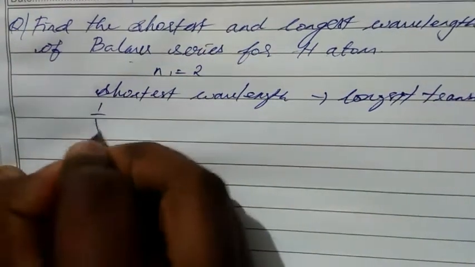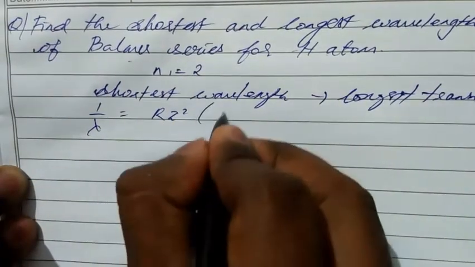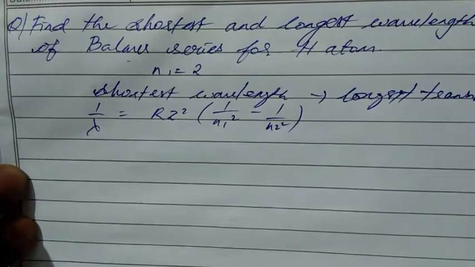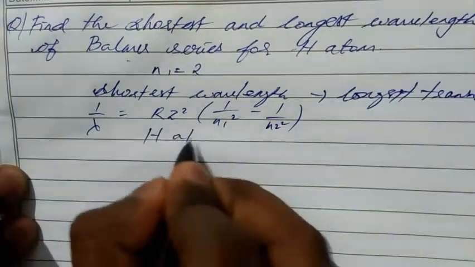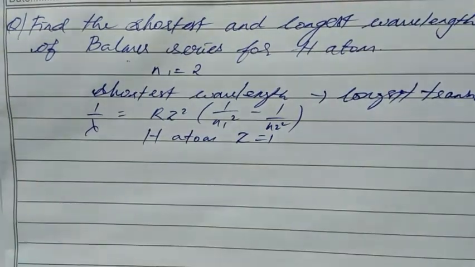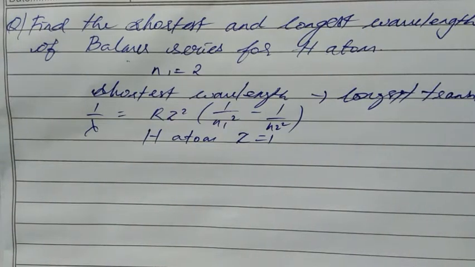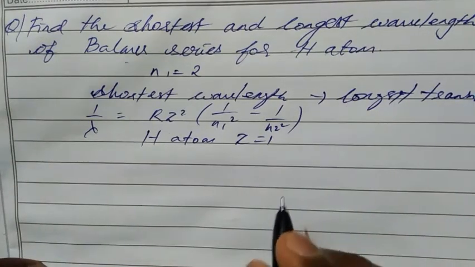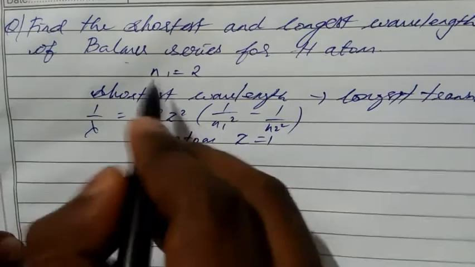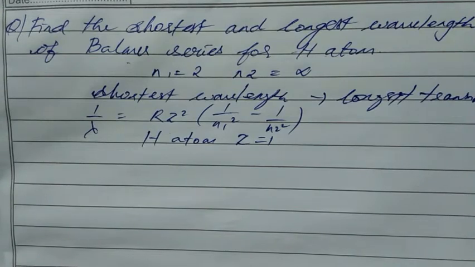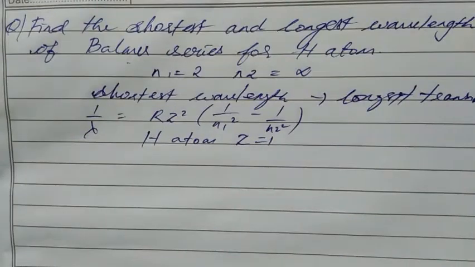What is the formula? 1 by lambda equals R Z square into 1 by n1 square minus 1 by n2 square. It is given as a hydrogen-like atom, so the atomic number is 1. So we know all the data. How to find the shortest wavelength? For the longest transition, the maximum is infinity, correct? So n1 is 2, n2 is infinity. The electron makes the longest transition from infinity to the second orbit. With this data we will find the answer.